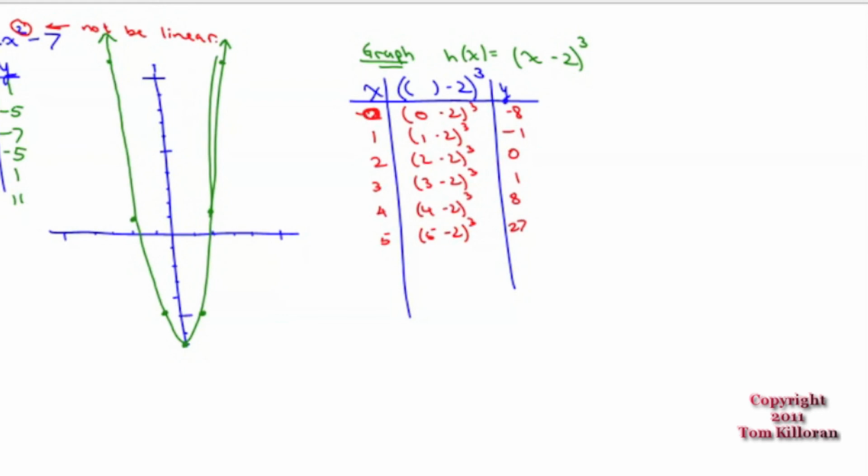But here's the thing. If I keep going positively, what happens with my answers? Bigger. They keep getting bigger and bigger and bigger. They don't stop going. They don't come back down. All right, we can graph this.